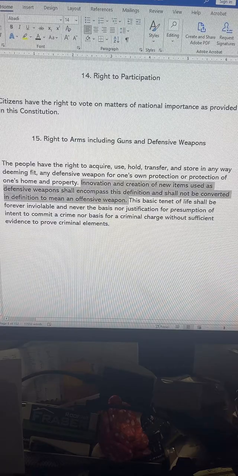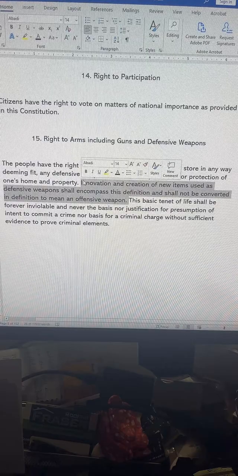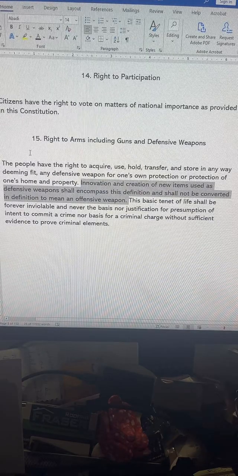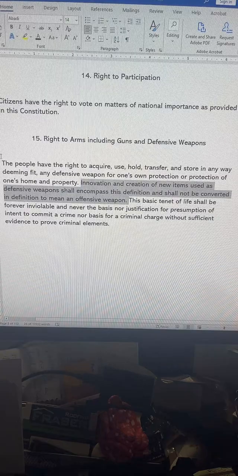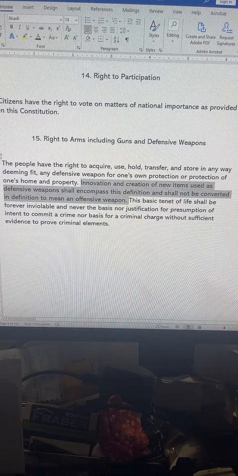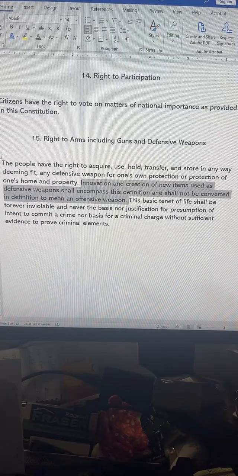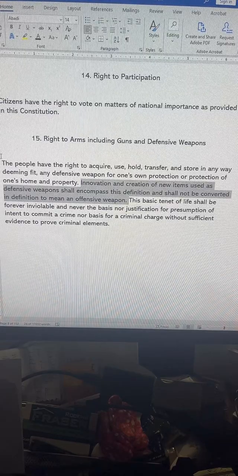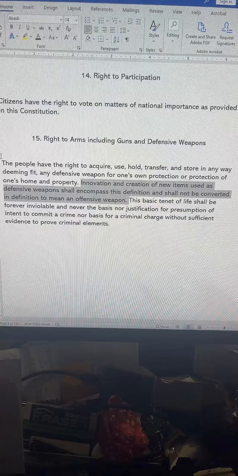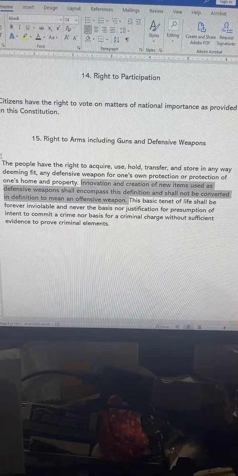What does that mean? Right now, somebody can get locked up for having a knife on them. Somebody can get locked up for having a knife in their car. Somebody can get locked up for having a machete. How can these things be deemed to be an offensive weapon if you are not going after somebody intentionally? It don't make sense.